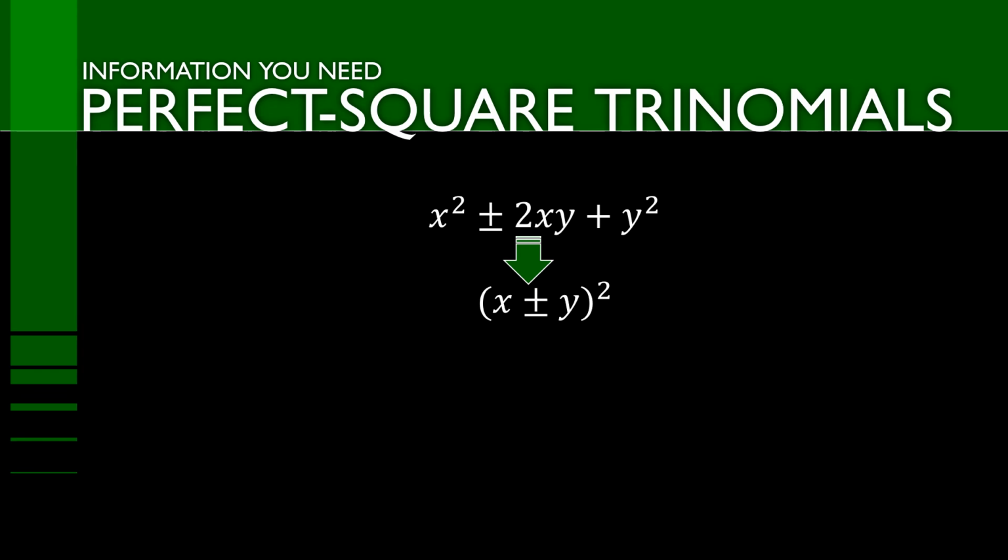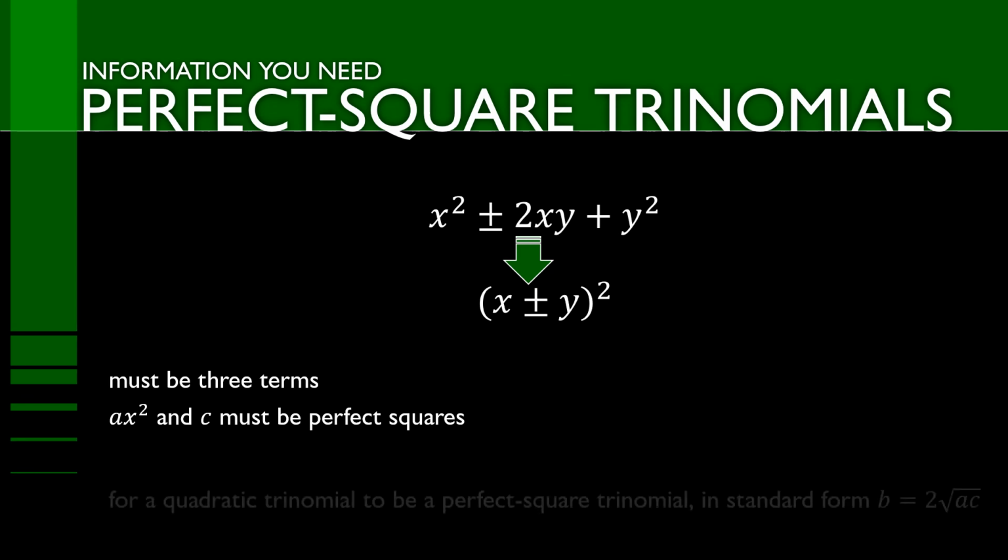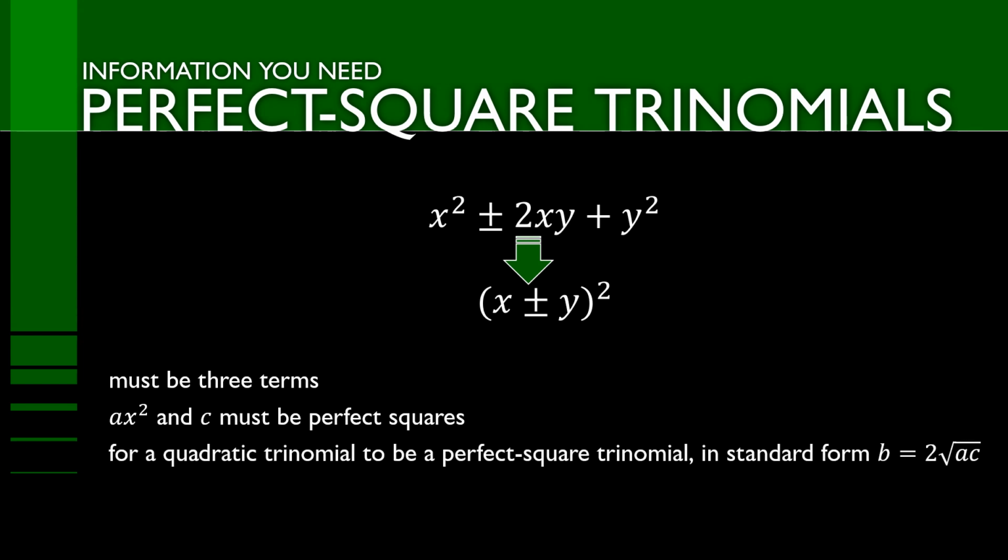First off, perfect square trinomials, because they are trinomials, have to have 3 terms. Then ax squared and c have to be perfect squares. You can have a coefficient out in front of that x squared, but it would have to be like a 4 or a 9 or a 16, something that's a perfect square. Then your c value, or in this case what we are referring to as y squared, also has to be a perfect square. So it would have to be 1, 4, 9, 16, 25, and on and on.